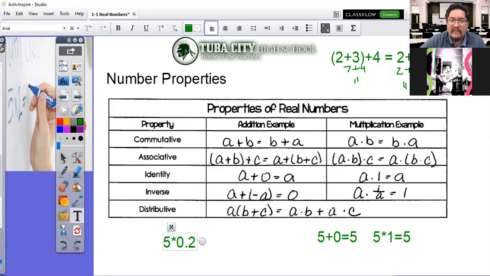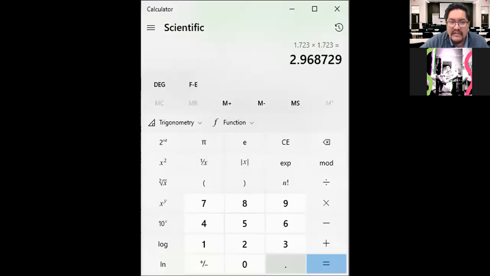Well, what happens if we go 5 times 0.2? I have the calculator ready here, so I'm going to switch over to that calculator, clear the last problem off, and 5 times 0.2. We get 1. 0.2 is the inverse of 5.